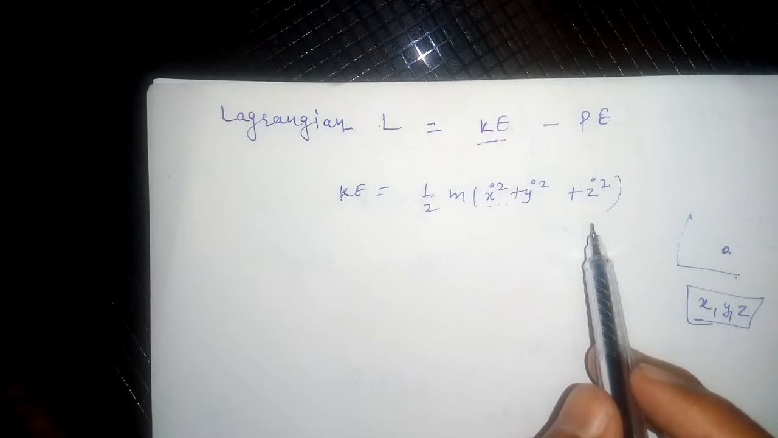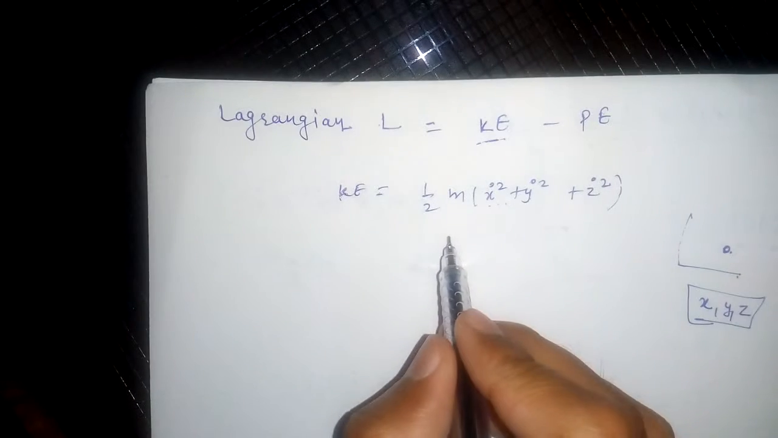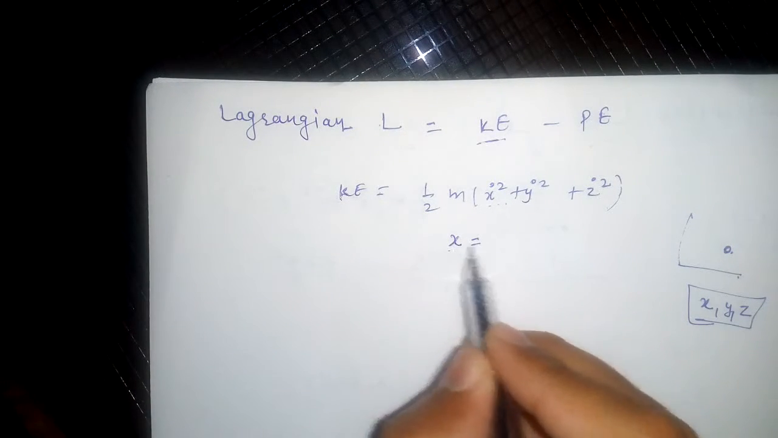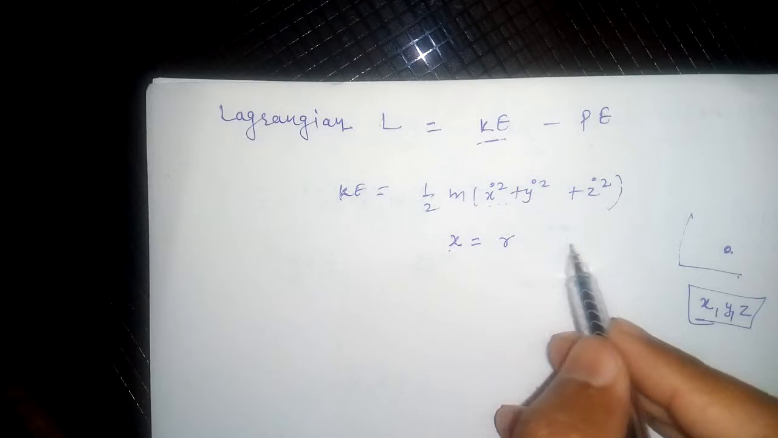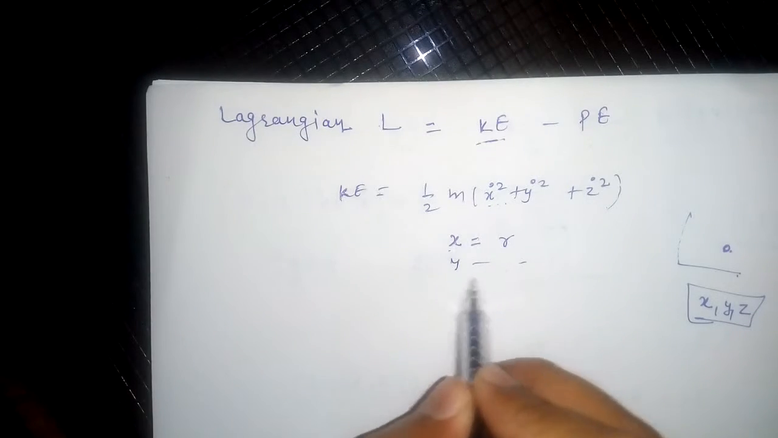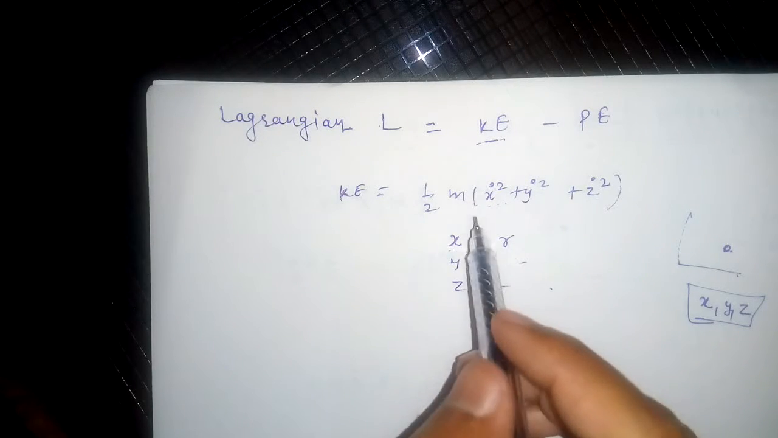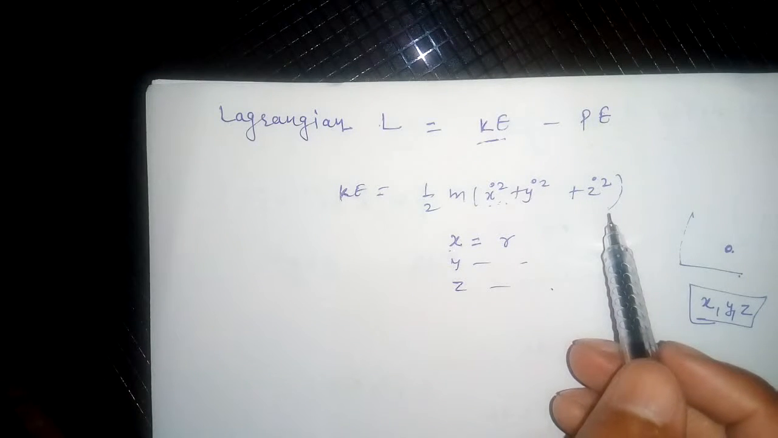If we consider spherical coordinates, then first of all convert x into r, theta, phi, and y into r, theta, phi, and z into r, theta, phi, and then take the derivative, then square and add. Similarly for cylindrical coordinates.